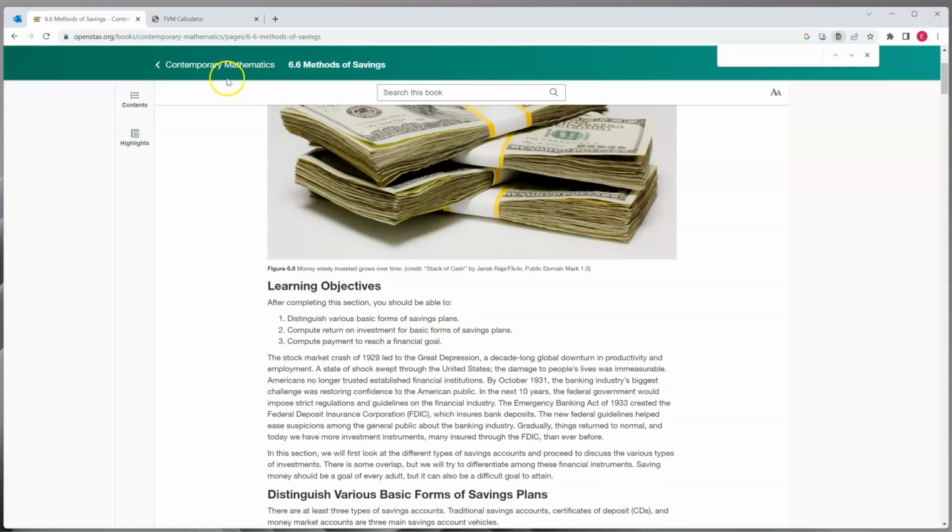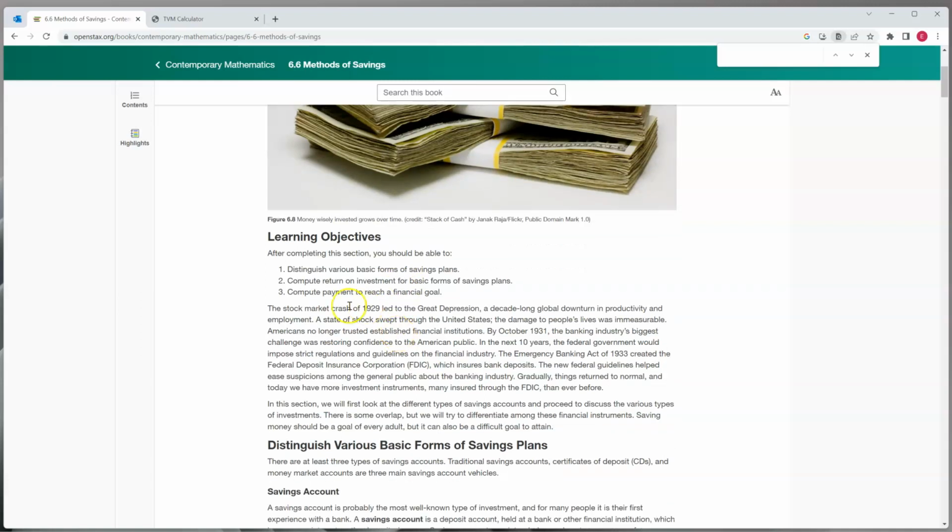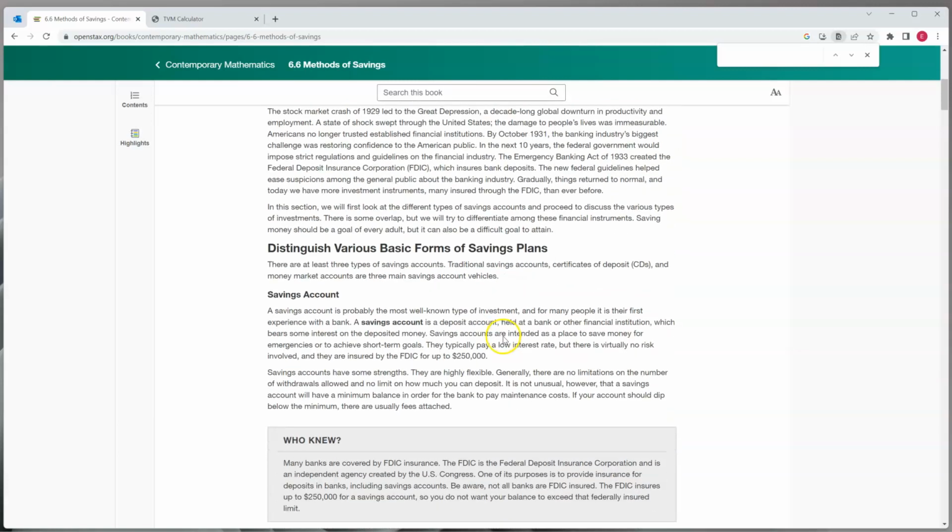So for section 6.6, we're talking about the methods of savings. Our objectives are to distinguish between various basic forms of savings plans, compute return on investments for basic forms of savings, and compute the payment to reach a financial goal. Let's just jump down, because you're going to read this and get this information.